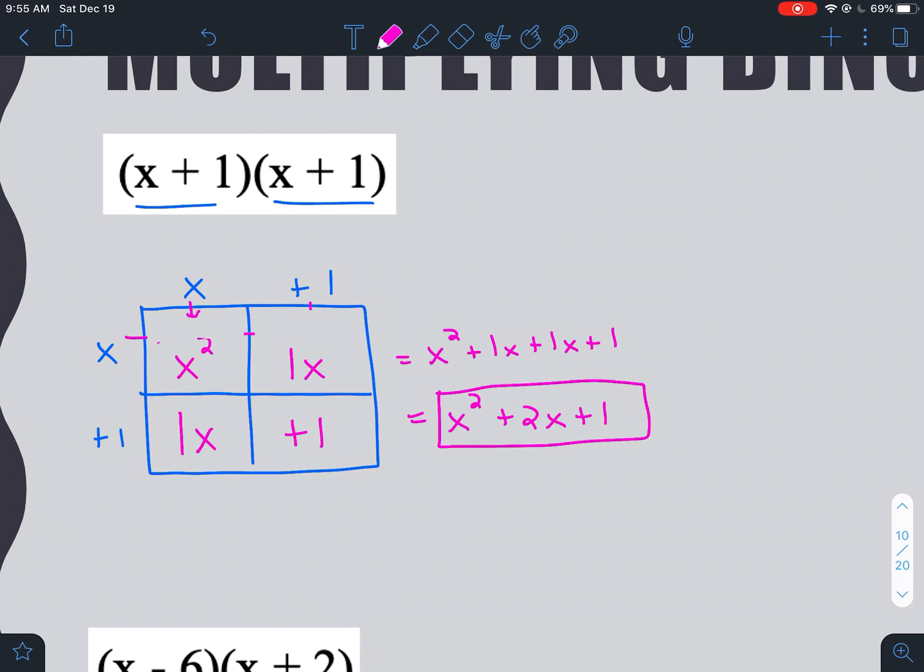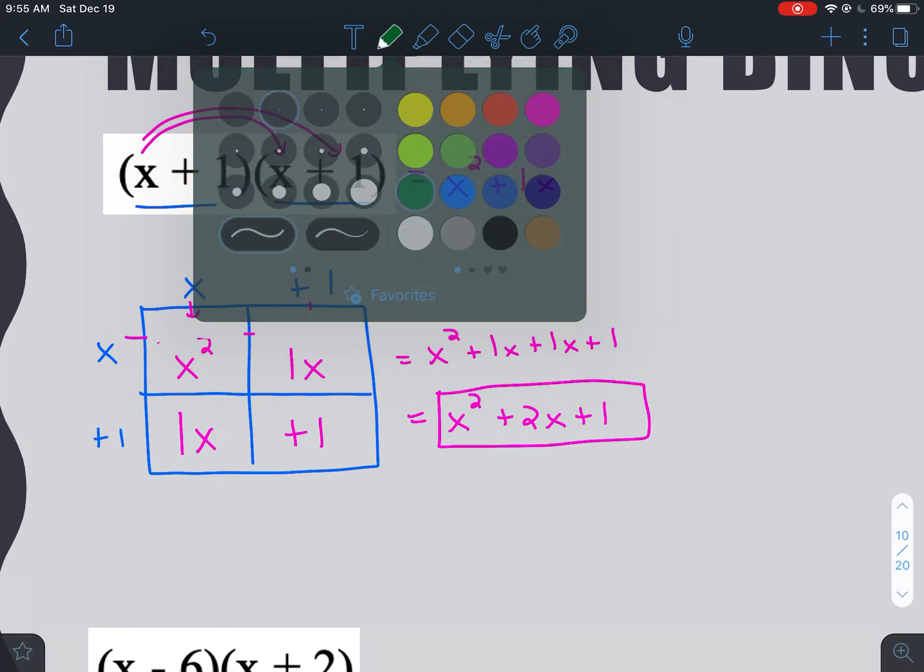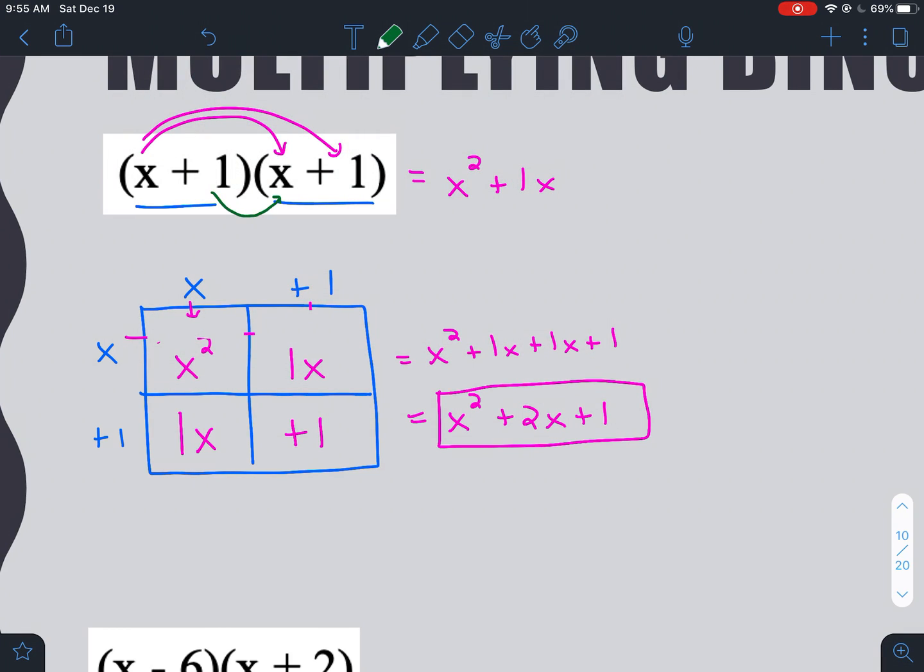Option 2 is you can think about this as distributing twice. So you take every term in that first parentheses, the x plus 1, and you distribute to the second parentheses. So I'll take x times x and x times 1. X times x is x squared. X times 1 is 1x. And then you do the same thing with the second term in the first parentheses. So I'll distribute that 1 to both terms in the second parentheses. So 1 times x is 1x, and 1 times 1 is 1.